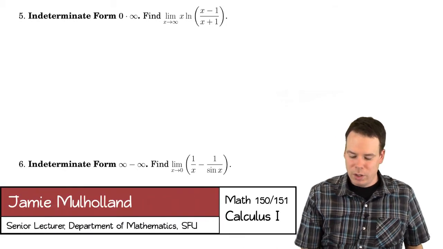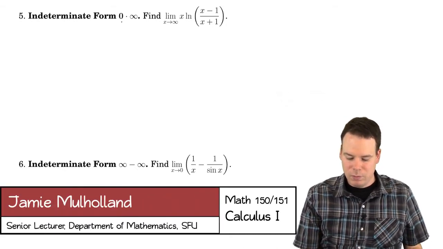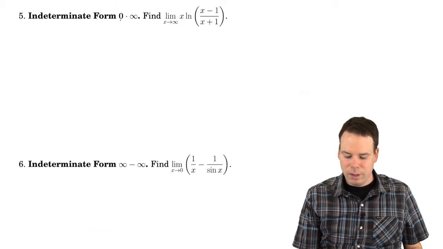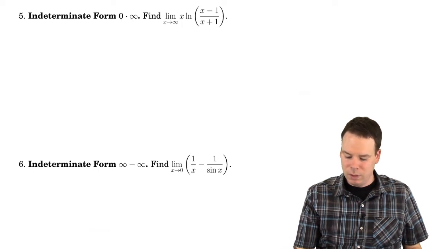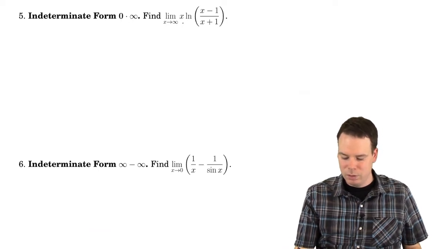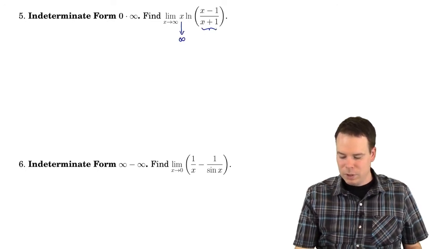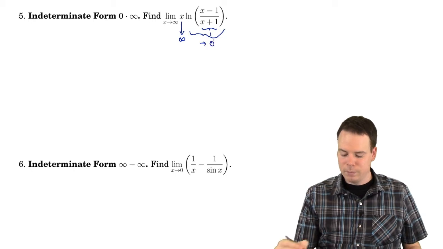Here we're going to start to branch out and look at different types of indeterminate forms. So here we're looking at a form of 0 times infinity. Now if we look at it, what happens as x goes to infinity? Well, this part, x, is going to infinity. As x goes to infinity, x minus 1 over x plus 1, a rational function, goes to 1. And then we're taking the logarithm of something going to 1, so this thing is going to 0.